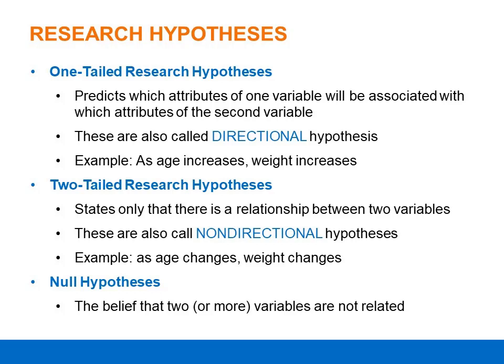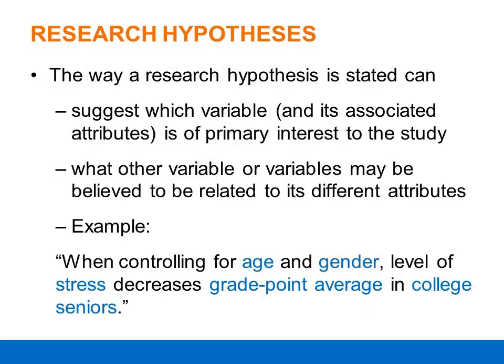In this hypothesis, we are not stating the direction of the change, only that there will be some type of change among the variables. Another type of hypothesis is called the null hypothesis. A null hypothesis states that two or more variables are not related. In other words, the null hypothesis states that any change that occurs among the variables is due to chance and not because one variable is having an effect on another variable.